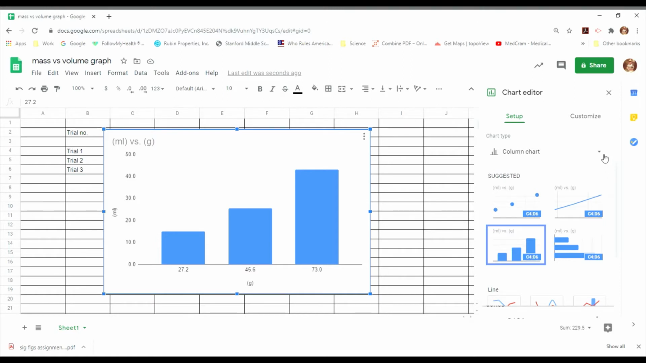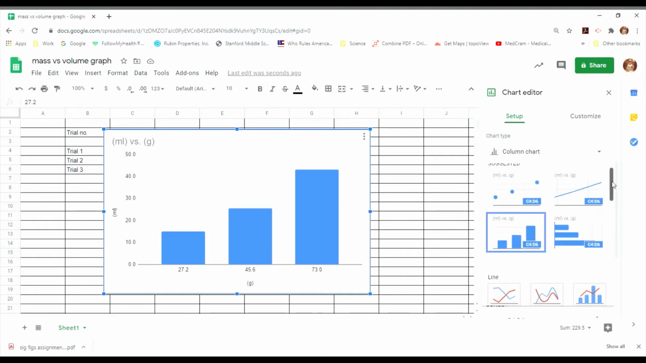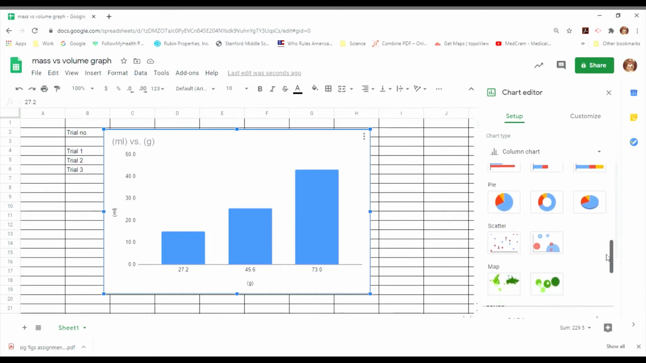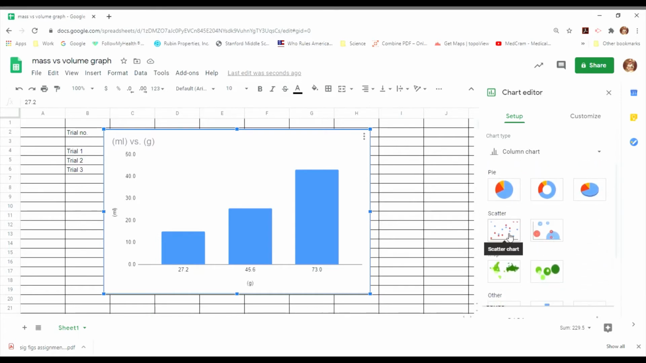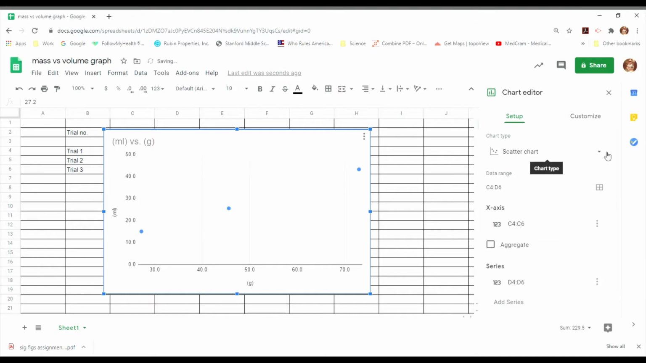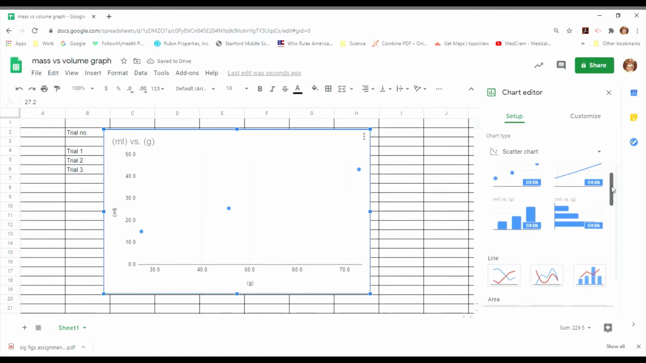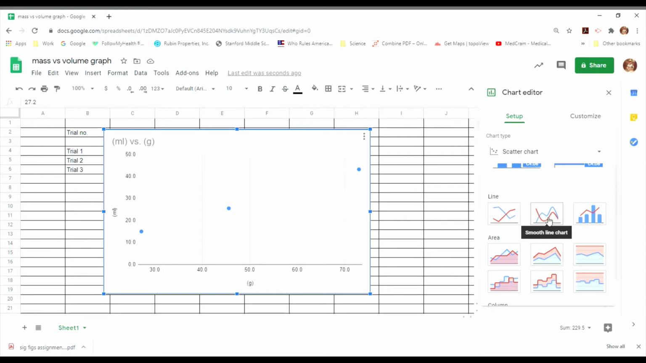What we want is actually a scatter chart. So if you look over here, scatter is right here. Scatter chart. Don't get confused with the line chart. There is a thing called the line chart right here, and a lot of times people go, well, we need a line, so we should do a line chart.